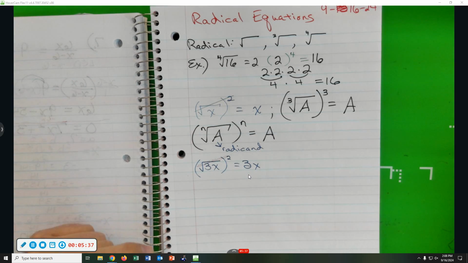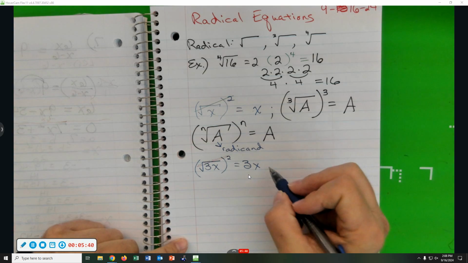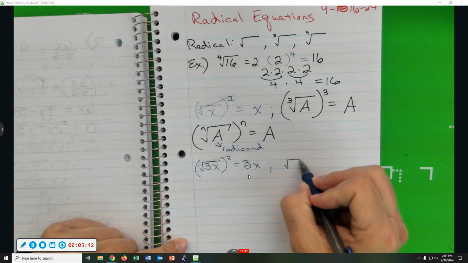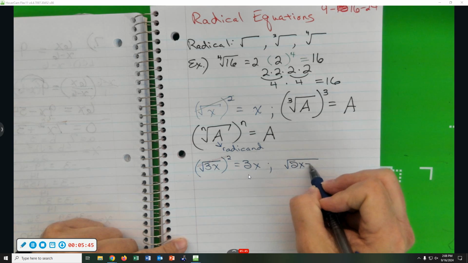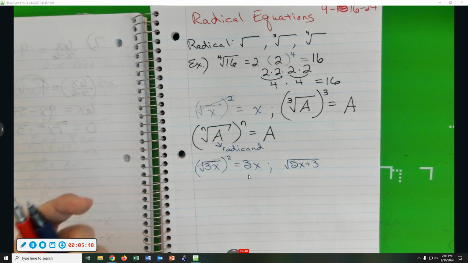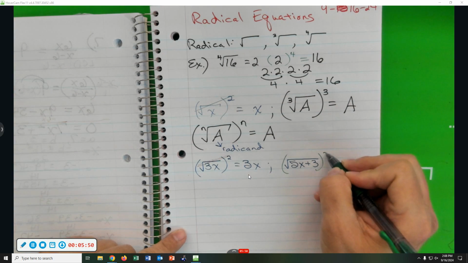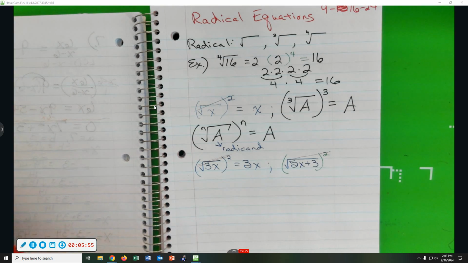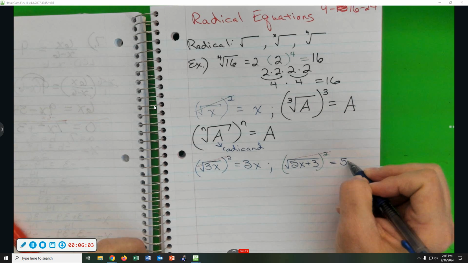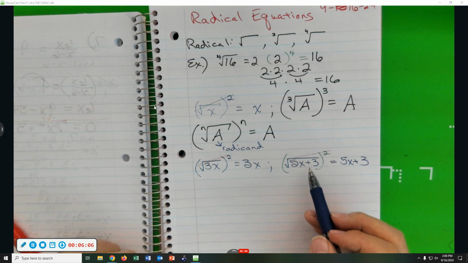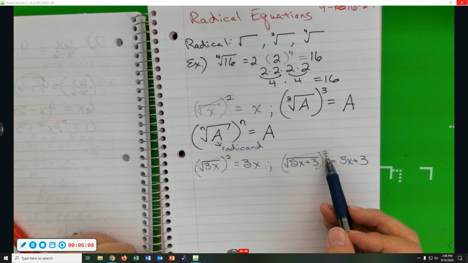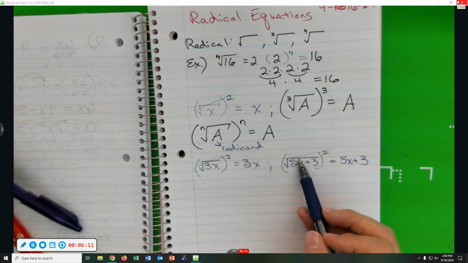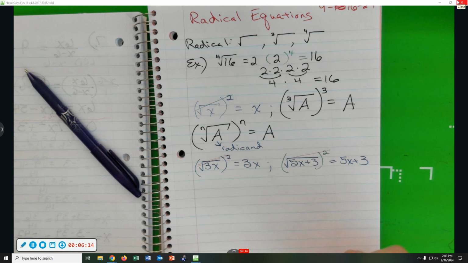And it doesn't matter how messy the thing underneath the radical is. If we had, let's say, the square root of 5x plus 3, and we squared it, that square would cancel that radical, and you'd be left with just 5x plus 3, whatever's underneath that radical. As long as the stuff is all under the radical, you're fine. When you raise it to that power, the radical disappears, and you're left with the stuff underneath it.